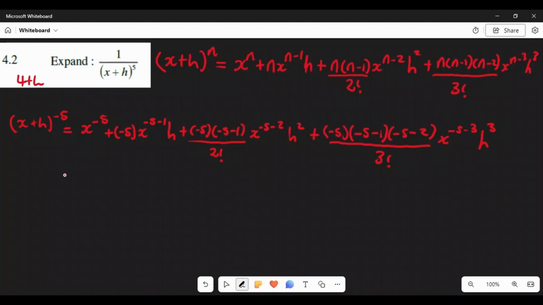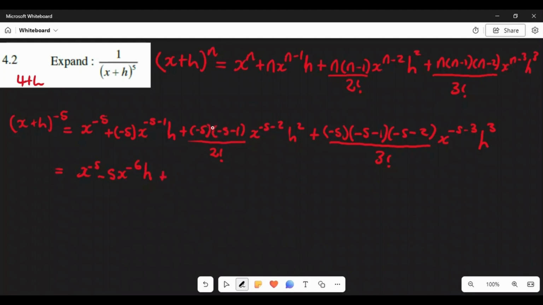So we start calculating. For the first term, we don't really need a calculator. It's going to be x to the power of negative 5. Then our second term, as you can see, this 5 is negative, so this is going to be negative 5. Now we have x to the power of negative 5 minus 1, which is x to the power of negative 6, multiplied by h. Since we have negative multiplied by negative, this becomes positive.